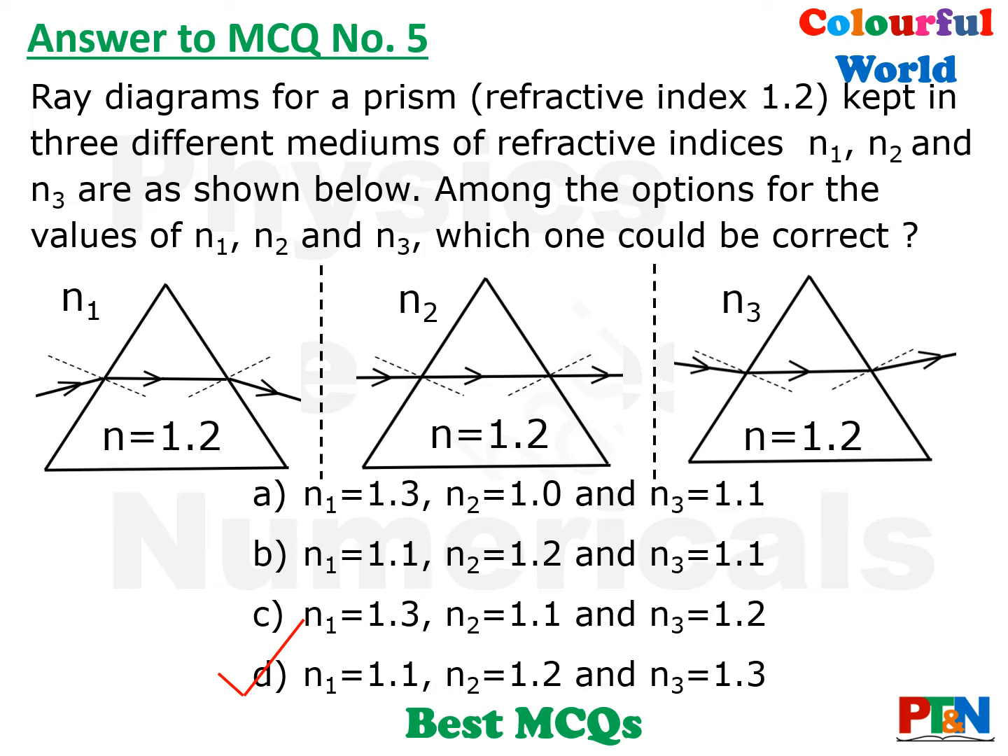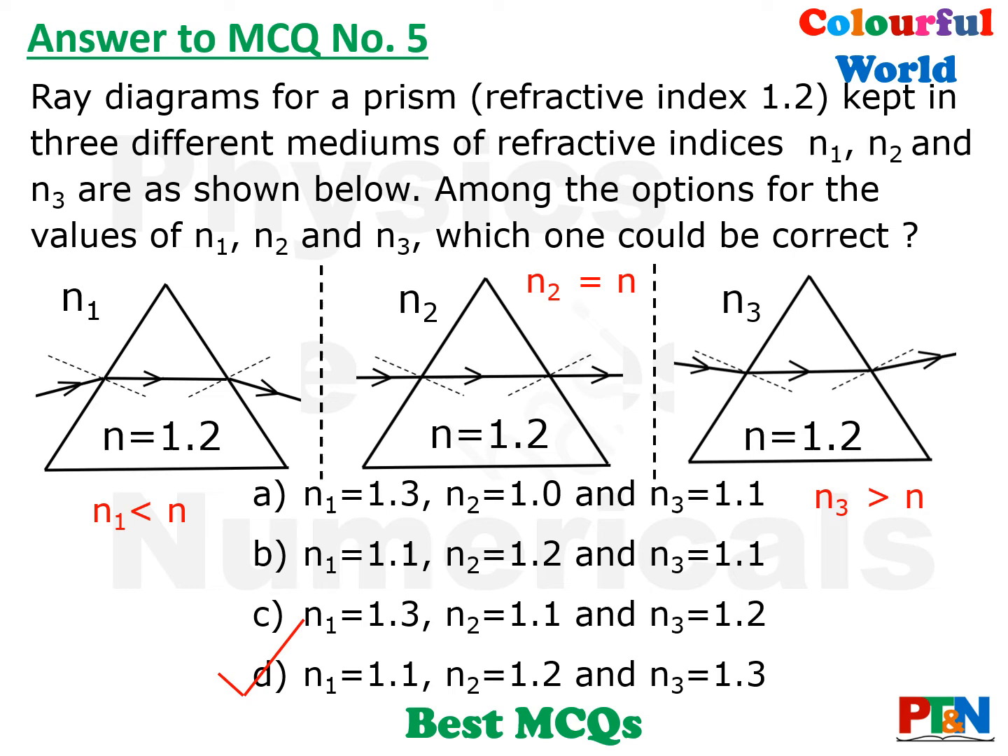Let's understand also. See, in the leftmost case, the ray is traveling the way we see a ray travel when passing through a glass prism. So that means N1 is less than N, the way it happens for air and glass. So N1 is less than N. So value of N1 will be less than 1.2. So your option will be either B or D, where N1 has been shown as 1.1.